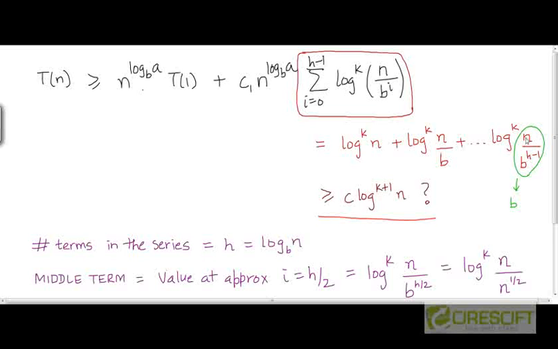Now the argument of the log function in the very last term, n divided by b to the power h minus 1, this is nothing but b. And that's because b to the power h is equal to n.